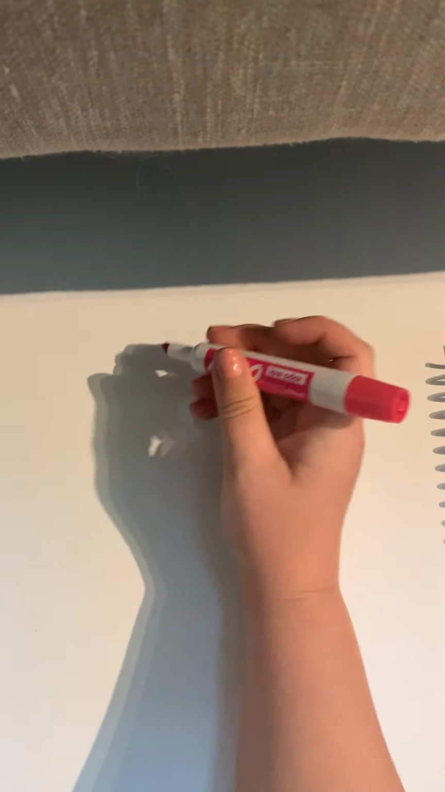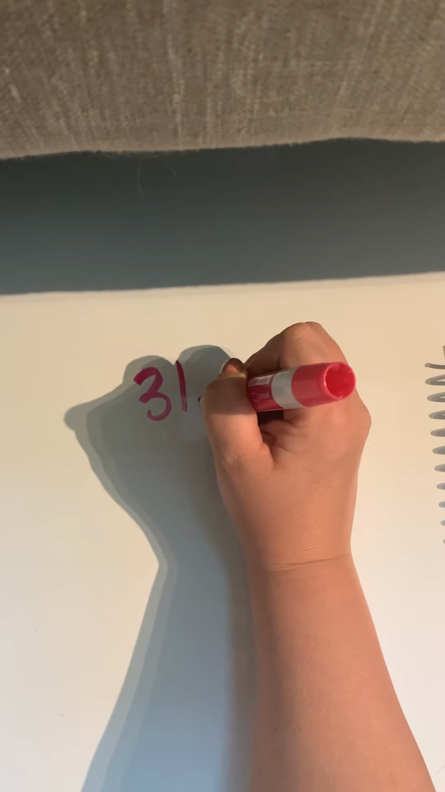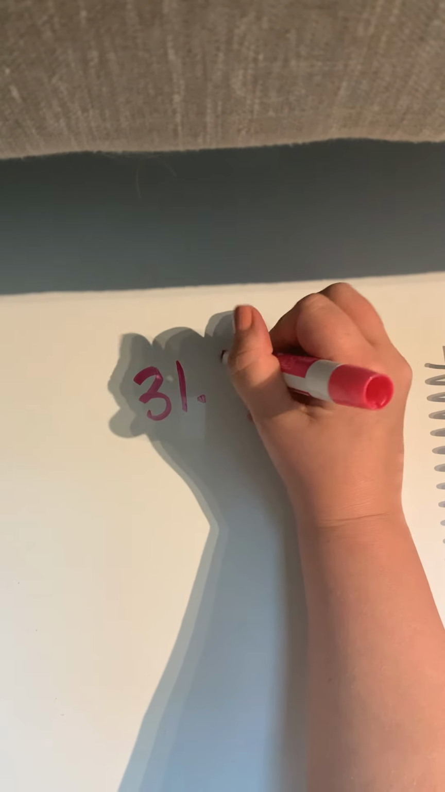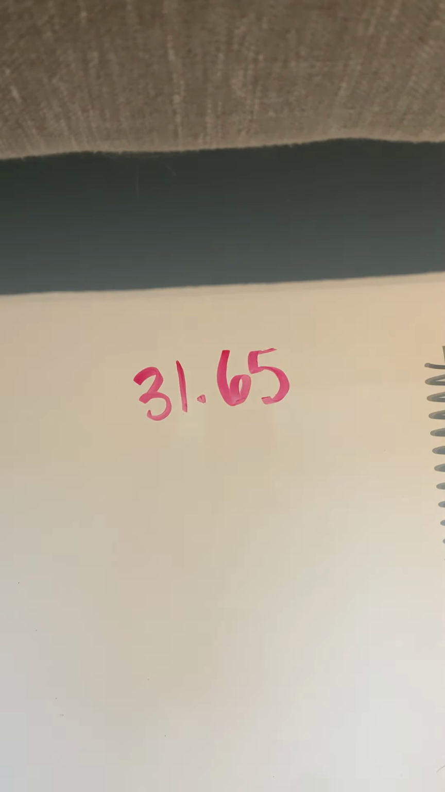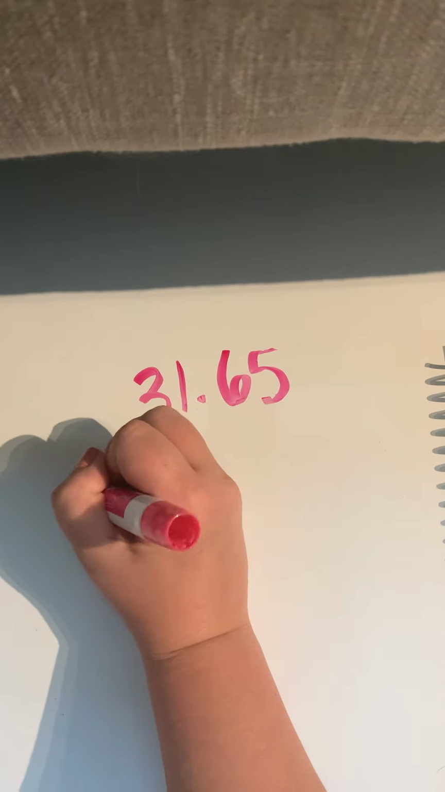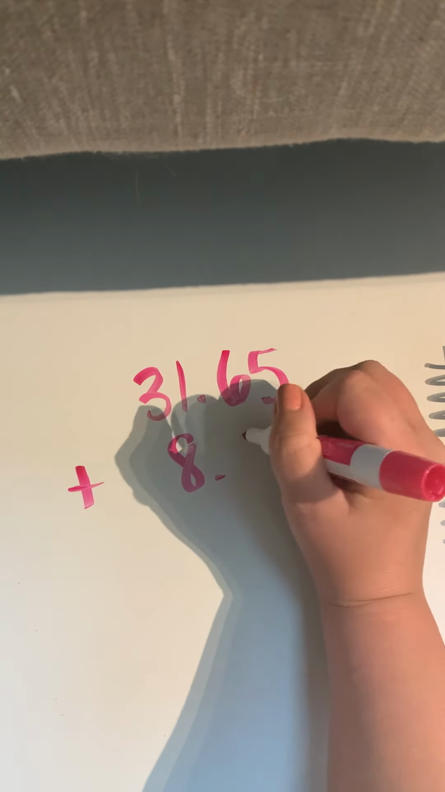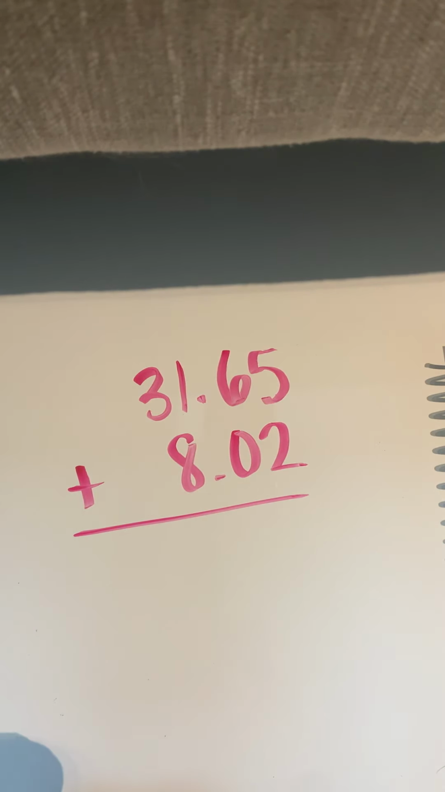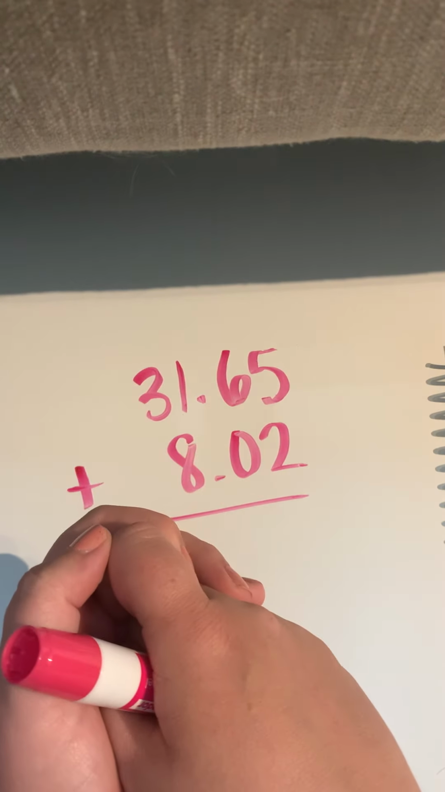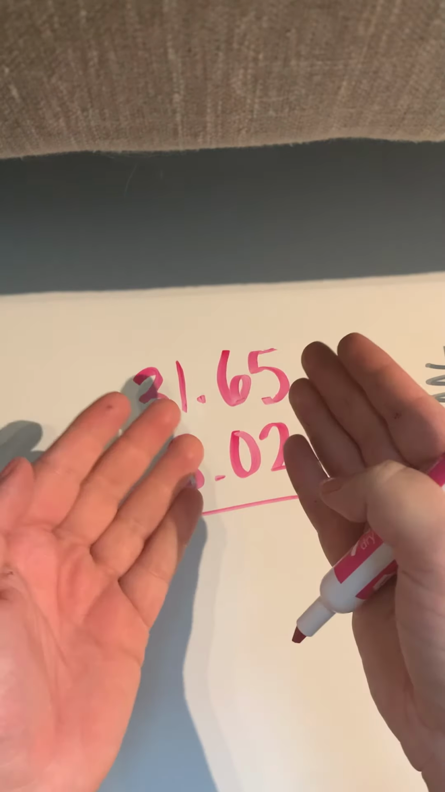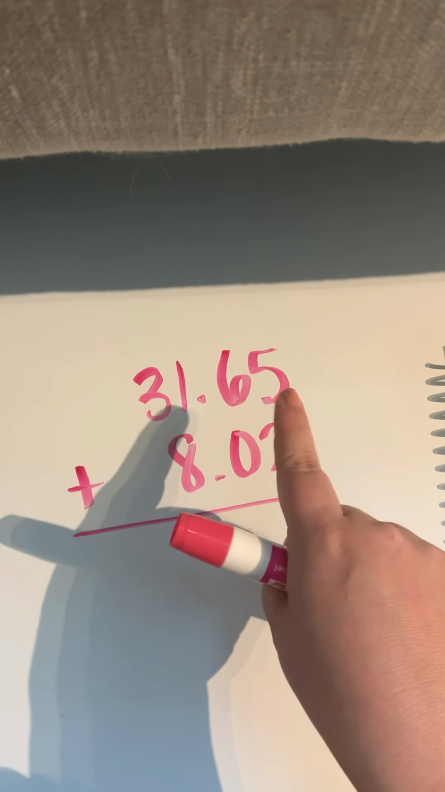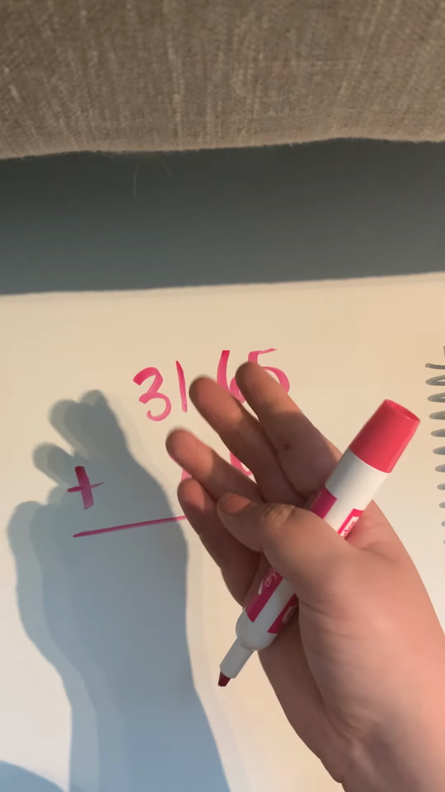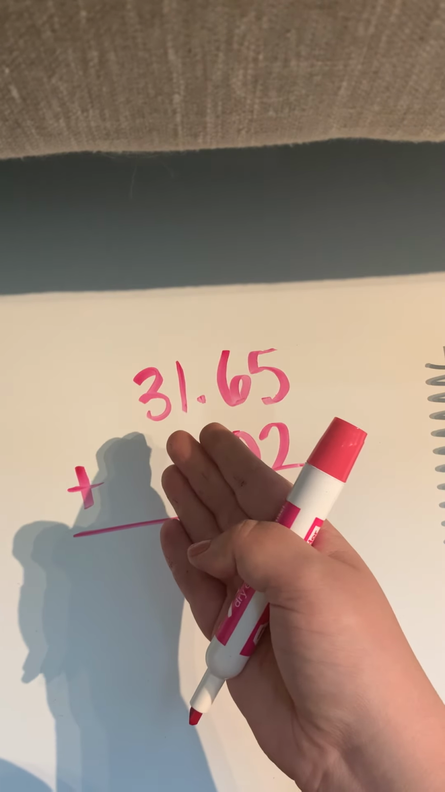We're not going to do money. Just look at this. 31 and 65 hundredths, and we're going to add 8 and 2 hundredths, and I'm going to estimate first. So I'm going to take a look at 31 and 65 hundredths. 65 is above 50, so that means I am going to add to my 31. I would make that a 32.